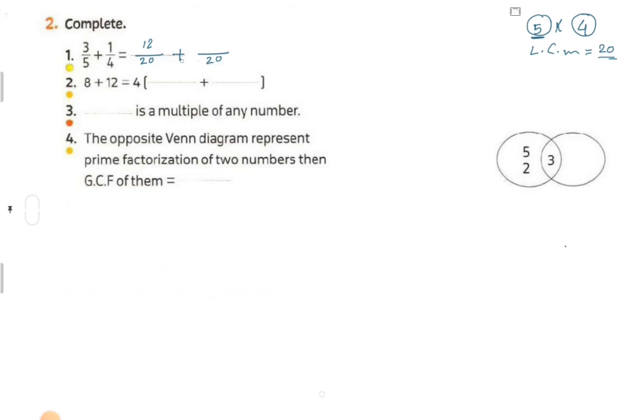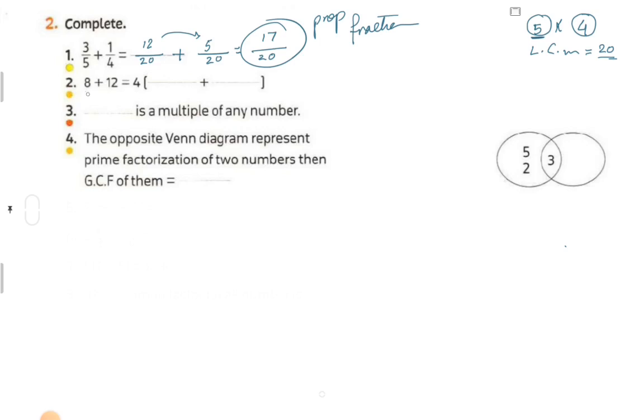So I have to multiply 1 times 5. 1 times 5 equals 5. Now I can do the adding operation with the like denominator 20 and add the two numerators. 12 plus 5 equals 17. Look at that. This is a proper fraction. Right? So we finish the question.